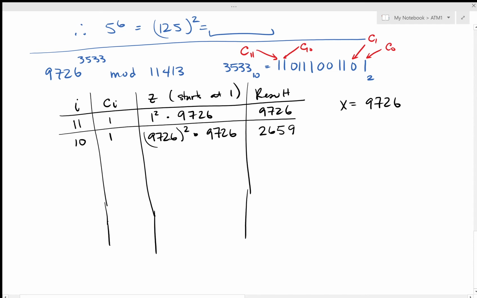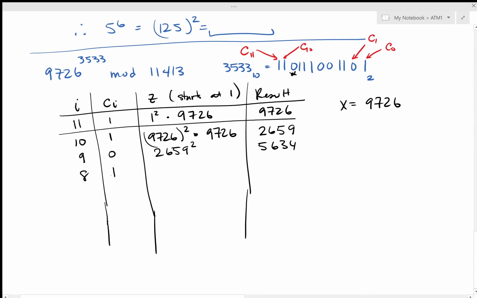2659. We decrement. We find out that C9, that's this guy right here, C9 is 0. So at this step, all we do is square Z. 2659 squared, and then that gets us here 5634. Go to the next step.